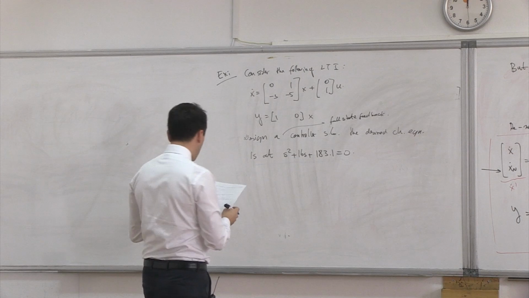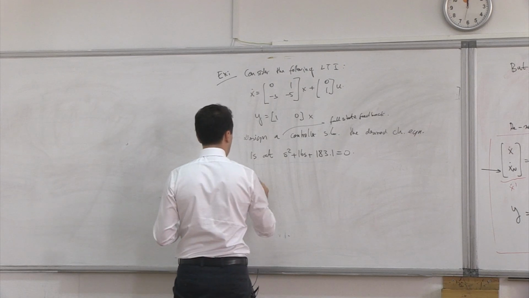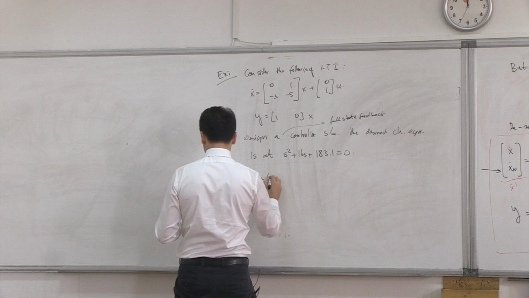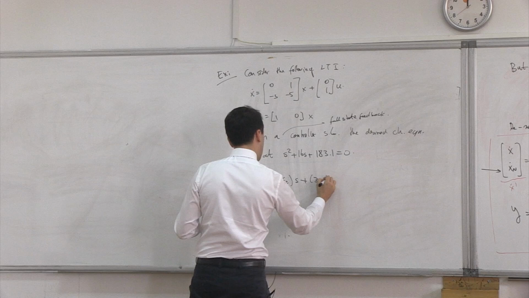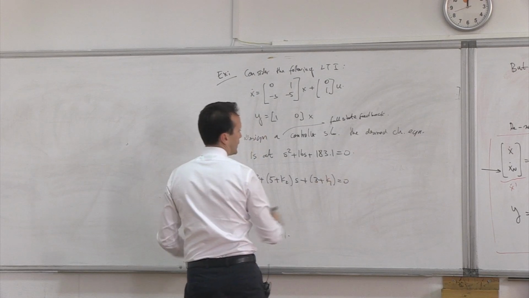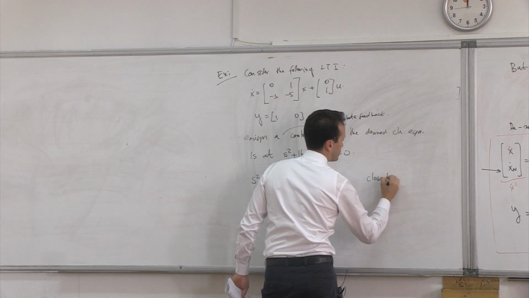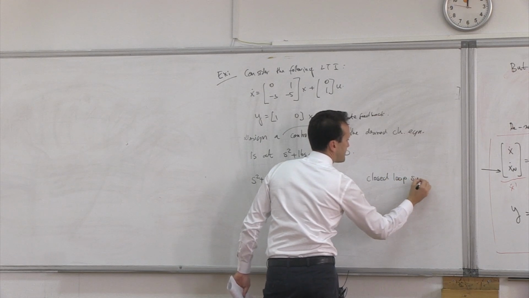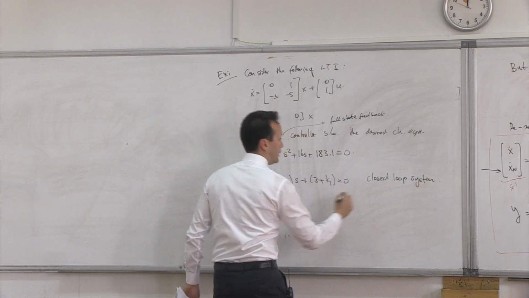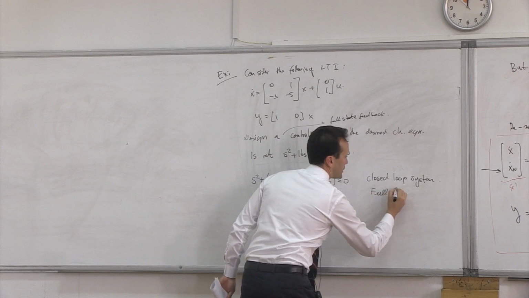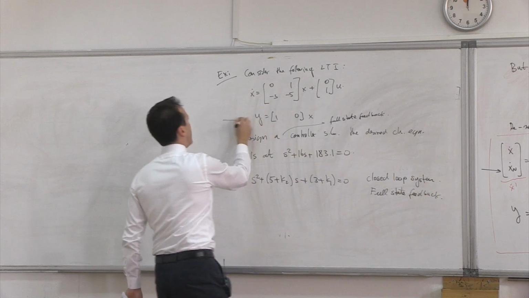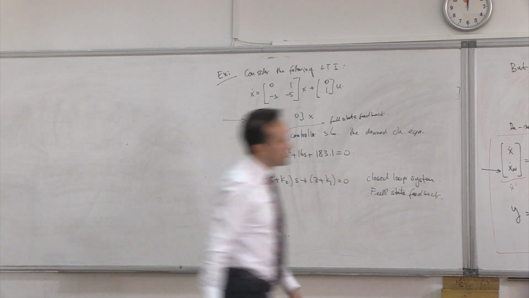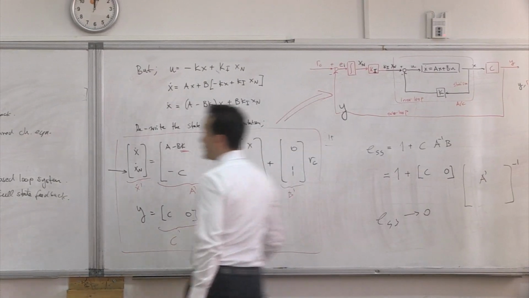If you do our usual stuff, we will obtain s squared plus (5 plus k2)s plus (3 plus k1) equals 0. And that's the closed loop system, but with full state feedback control. Although I give you a y, the feedback is x. So we are talking about the inner loop. Feedback is x, so this is the inner loop.